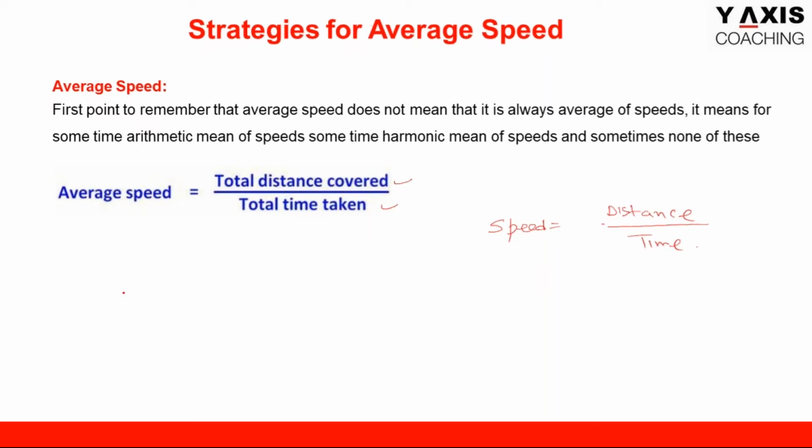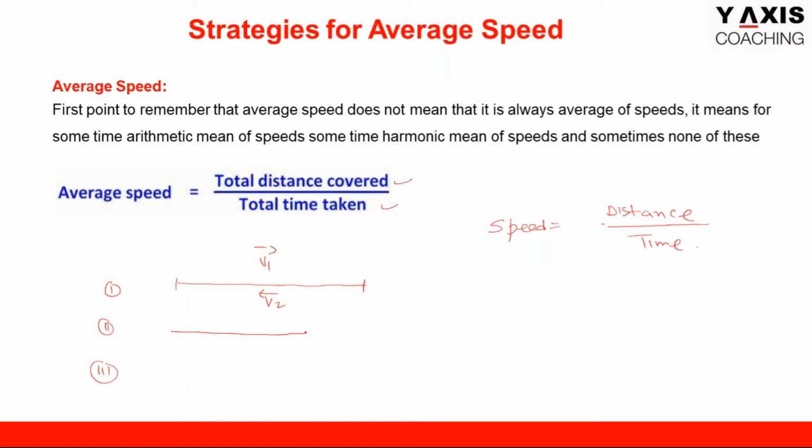Now, what could be the average speed in different scenarios? Scenario number one: maybe a body is going a certain distance with some speed, let us say V1, and coming back the same distance with the average speed V2. So what is the average speed of the entire journey? This could be one scenario.